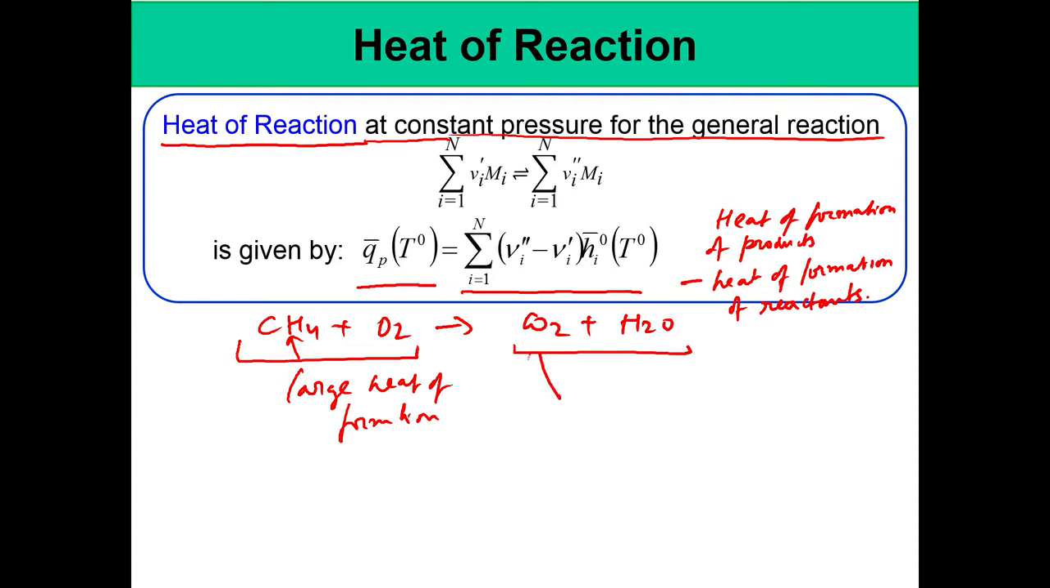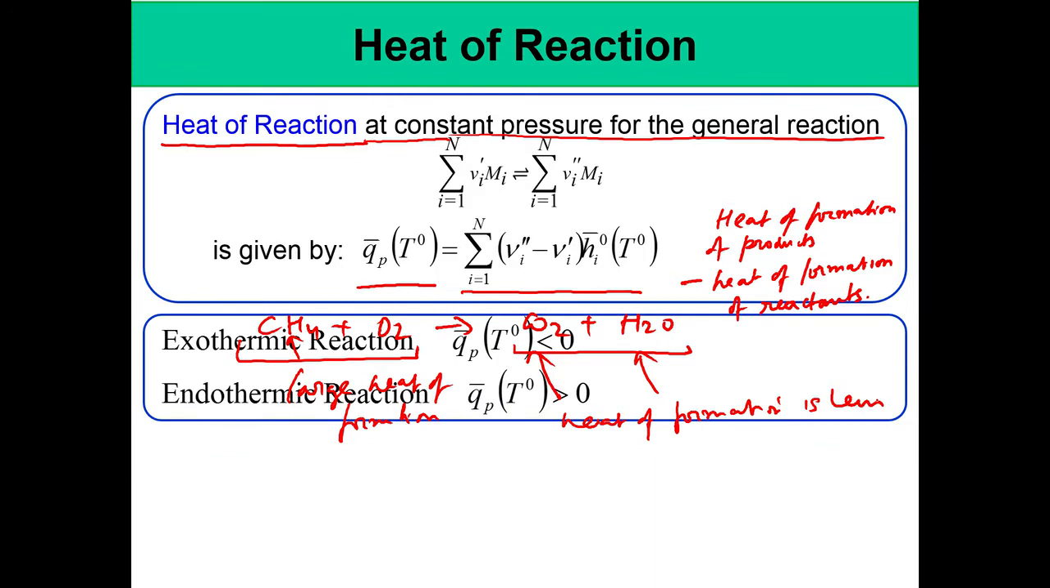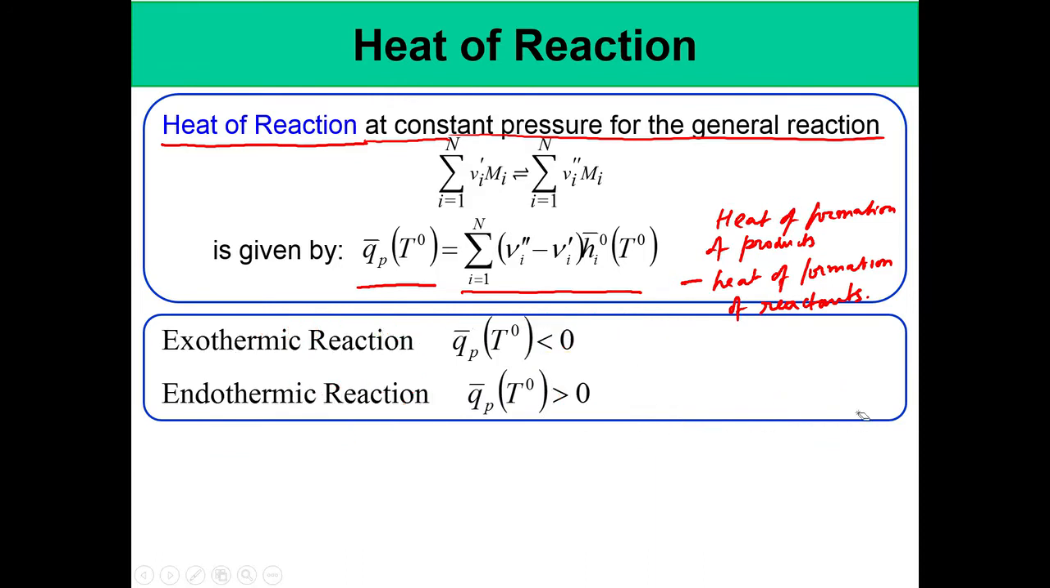But you must know that the heat of formation of these products is less, and that is why the reaction is exothermic. So, for an exothermic reaction, your heat of reaction is less than 0, and for an endothermic reaction your heat of reaction is greater than 0, because an endothermic reaction means the heat has been absorbed. Now, once the heat has been absorbed, where does it go? The products have absorbed the heat to increase their own heat of formation. So, in an endothermic reaction, the heat of formation of the products is higher than the heat of formation of the reactants, and that is why the heat of reaction is greater than 0 for the endothermic reaction, whereas for an exothermic reaction the heat of reaction is less than 0.